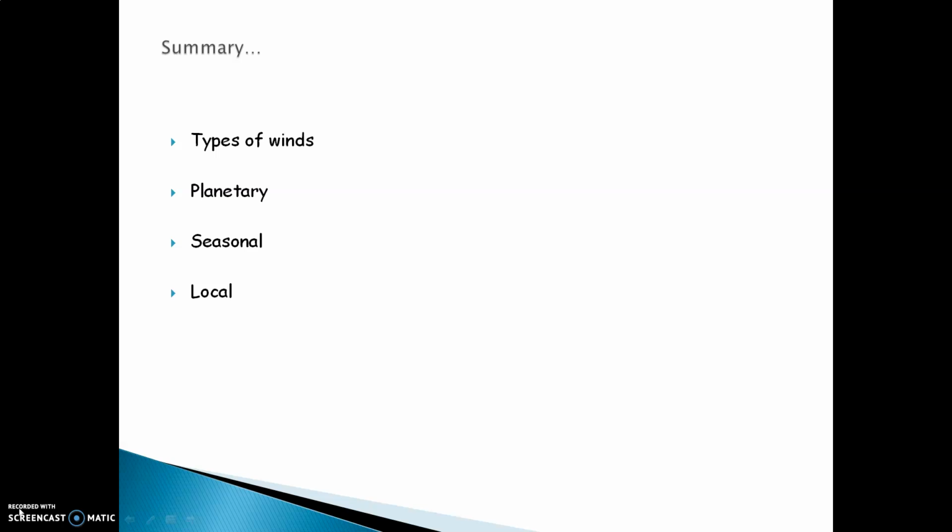Seasonal winds are the winds that blow based on the season: monsoon season, summer season and winter season. Local winds are the winds that blow in specific areas. The name is given based on the area where they blow. For example, winds blowing in mountainous areas are called mountain winds or mountain breeze. Similarly, winds blowing on the seashore or in the ocean are called ocean winds or sea winds.